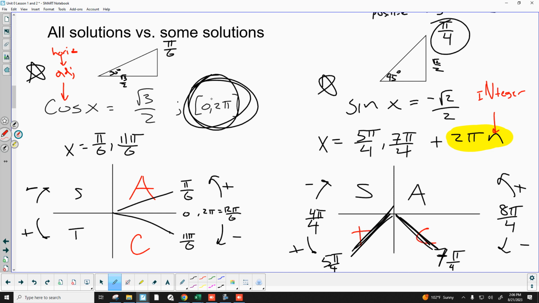We will focus on 0 to 2 pi. However, there's going to be some questions where we might have to incorporate this to get all of our answers.